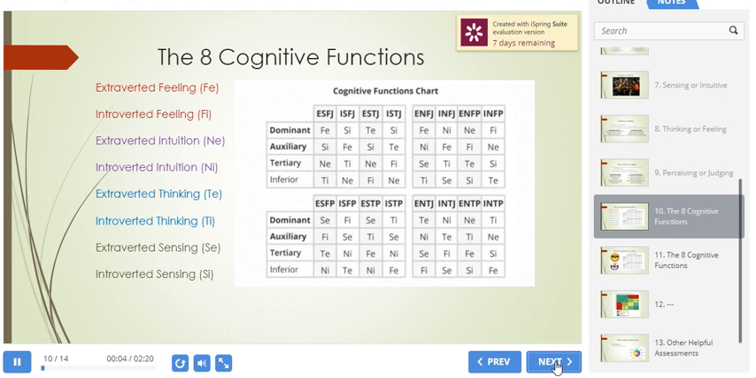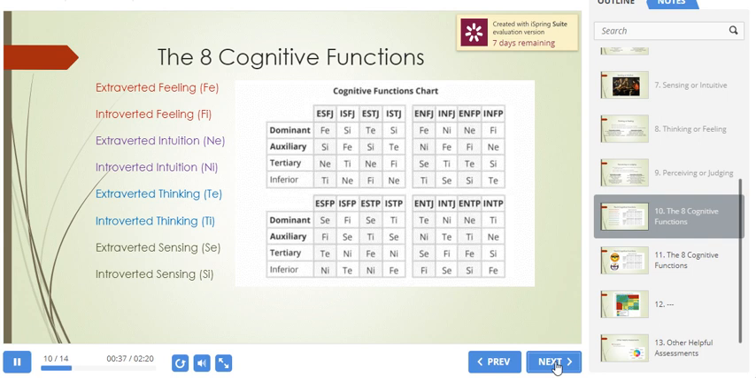So within the 4 different dichotomies, there are actually 8 different cognitive functions. I'm going to graze over this concept just briefly, give you an introduction to it, and if you'd like, you can do your own research because it truly is very in-depth. So the 8 cognitive functions include introverted or extroverted feeling, introverted or extroverted intuition, introverted or extroverted thinking, and introverted or extroverted sensing. So if you look at the chart, you can see that there is a breakdown.